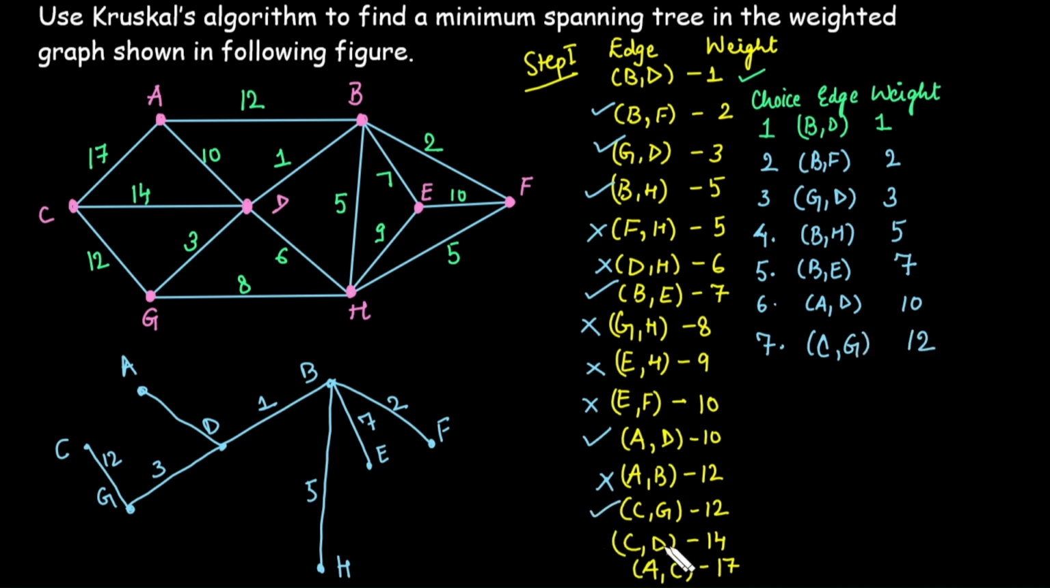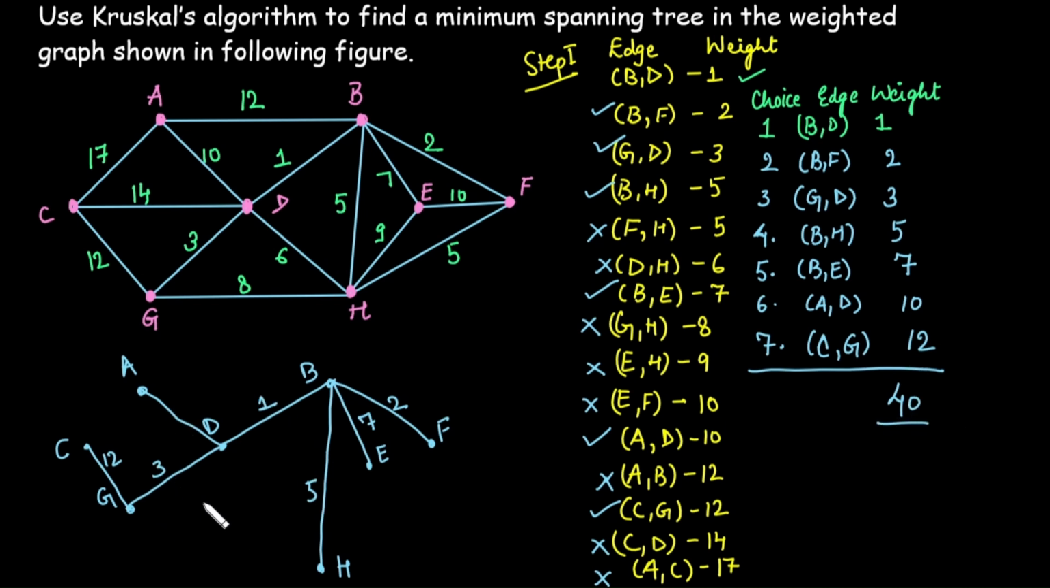Now can we include CD? No, because it is creating a circuit. Can we include AC? No, again it is forming a circle. Also we can observe that we are getting a tree that contains every vertex of this graph. The total number of vertices is 8 and we need to make the choices till the number of vertices minus 1, that is 7. So the total weight of the spanning tree is again 40.